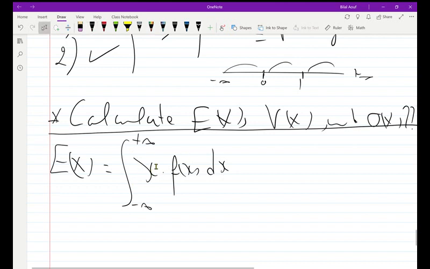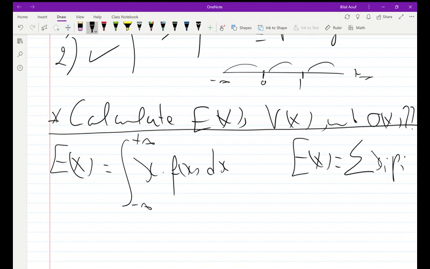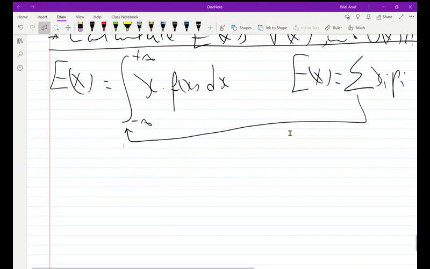I did the integration before, from minus infinity to plus infinity of f(x), but now I multiply f(x) by x. If I compare this formula with the discrete random variable, for a discrete random variable E(x) equals the summation of xi pi. See, the summation now is integration, because it is a continuous random variable, so I have to do the summation over a continuous domain. That's the difference between them.